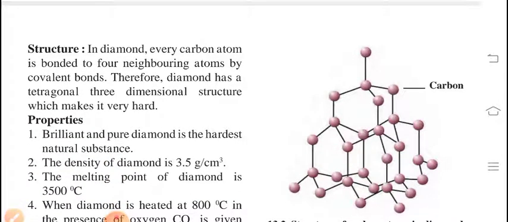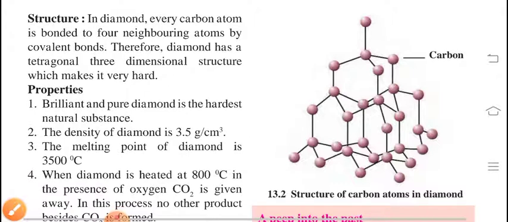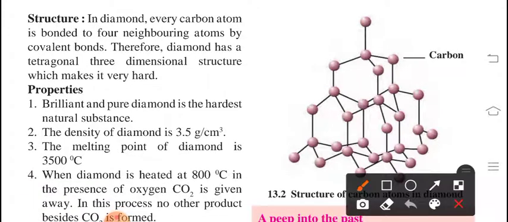Here is the structure. In diamond, every carbon is bonded to 4 neighboring atoms by covalent bonds. Therefore, diamond has a tetrahedral 3-dimensional structure which makes it very hard. You can observe here, if you consider a single atom of carbon, then it has a tetravalency. Then if you consider this one, it also has a tetravalency. Everywhere, if you consider a single atom, it completes its tetravalency. So hence it becomes very hard.